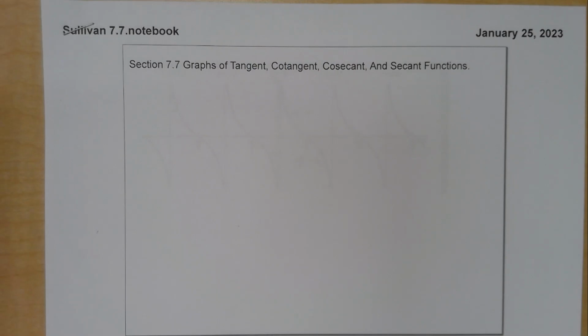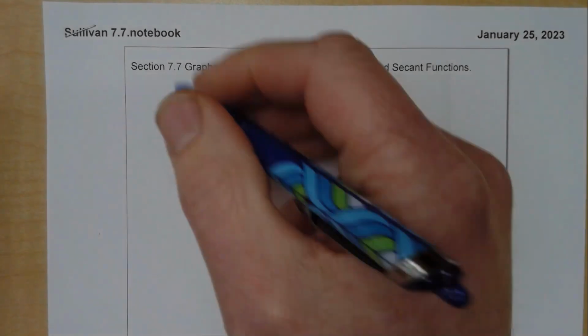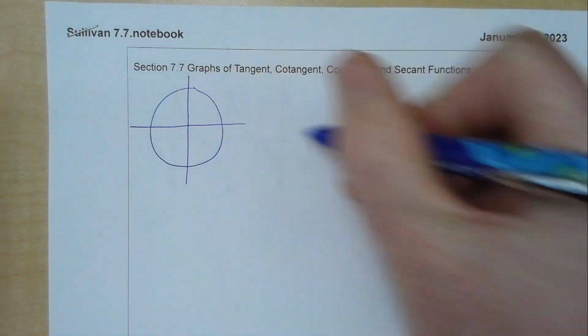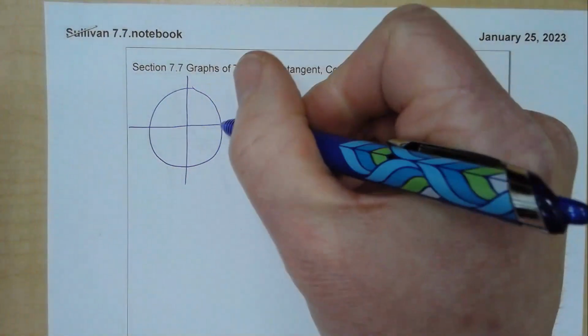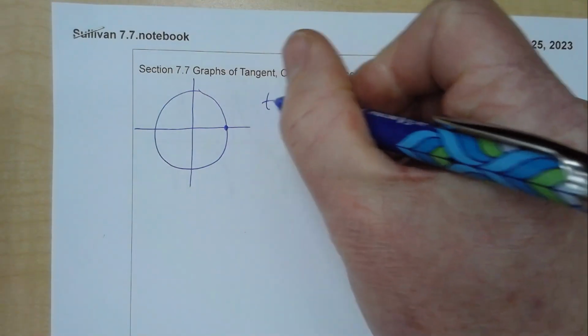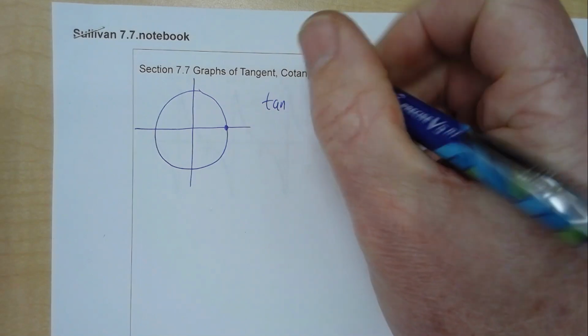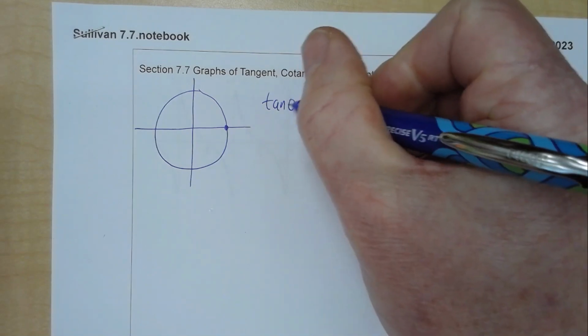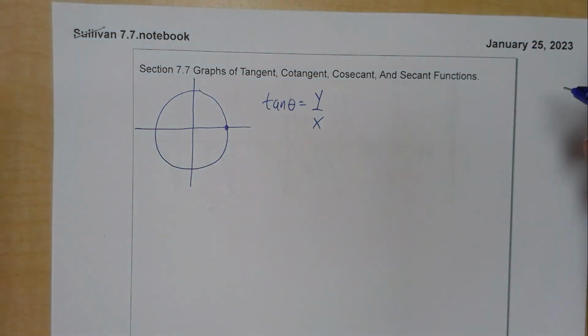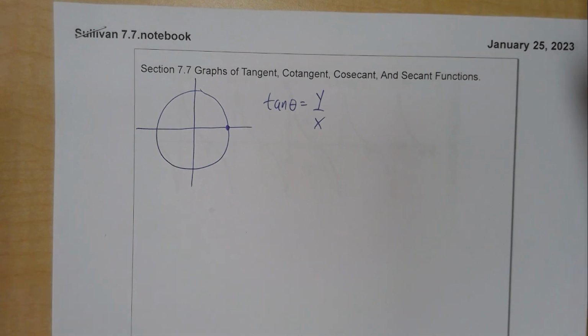All right, lesson 7.7 out of the Sullivan book is about tangent, how to graph tangent, cotangent, cosecant, and secant. So we're going to start this off like we did before. We're going to think about a circle and an x and y axis going through the circle. And we're going to think about a dot here, and the dot is going to be going around the circle. Except for this time, we're not keeping track of just y or just x like with sine or cosine. We're going to keep track of x and y at the same time because the tangent ratio is y over x.